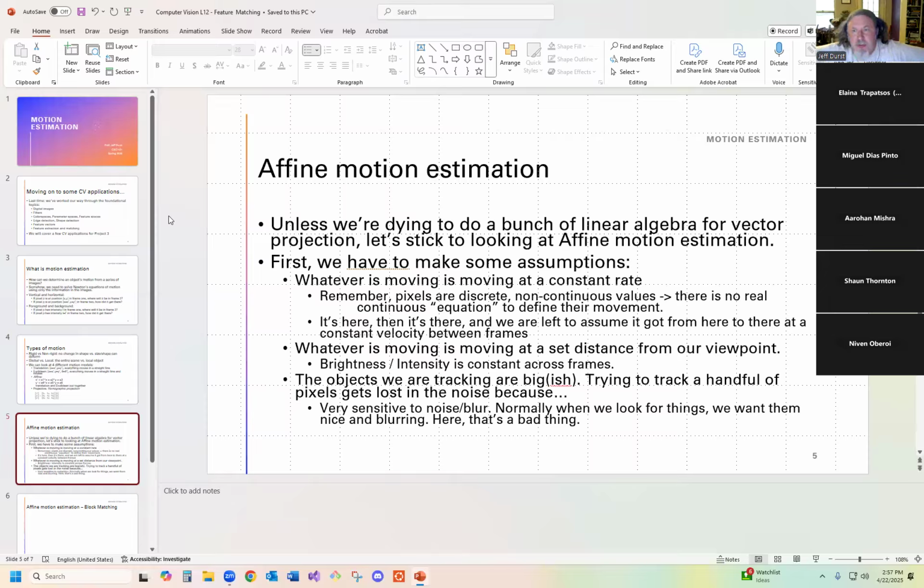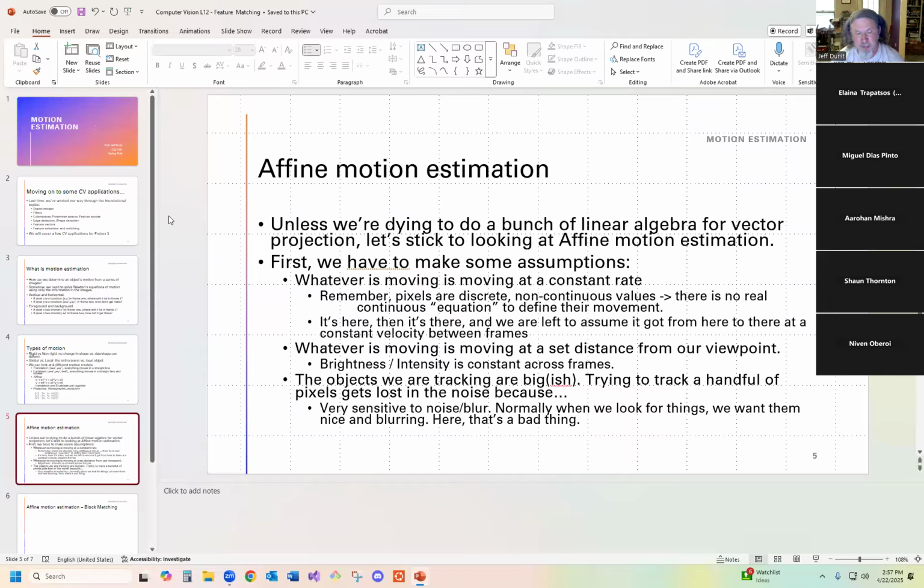So we don't want to do a bunch of homographic vectors. We don't want to do a bunch of 9-dimensional transforms. So we're going to stick with affine motion. And to do that, we're going to have to make some initial assumptions. One of the things we're going to have to assume is that everything is moving at a constant rate.